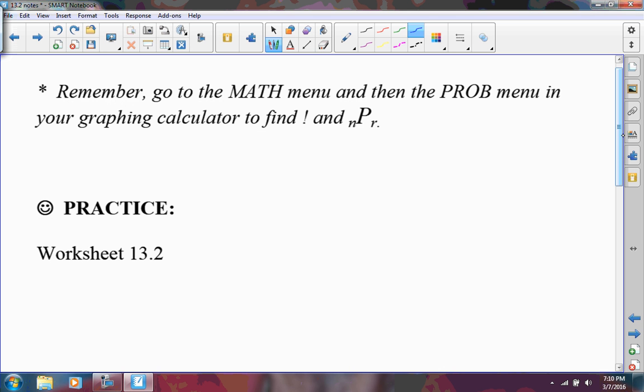In the next section, we're going to talk about combinations. So there's a difference between permutations and combinations. And there's a different button for those on the calculator as well. So you want to make sure that you know how to put these into your calculator.